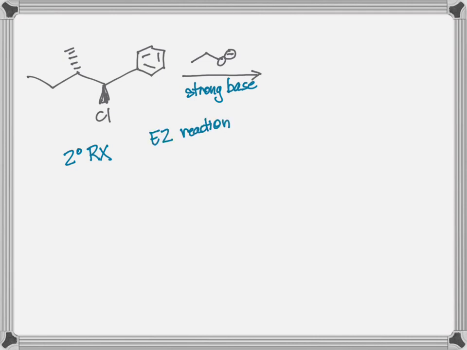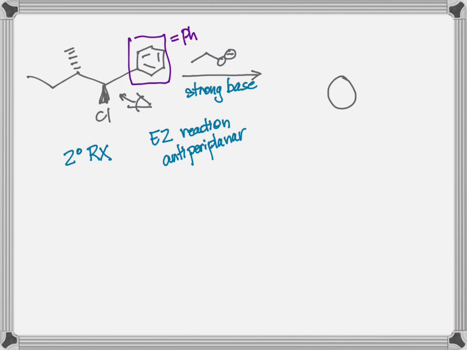So this reaction is going to go by an E2 mechanism, which means the geometry of the transition state will be anti-periplanar. We're going to pretend to be a bug sitting on the screen looking at the reacting molecule from the edge of the carbon with the chlorine attached.